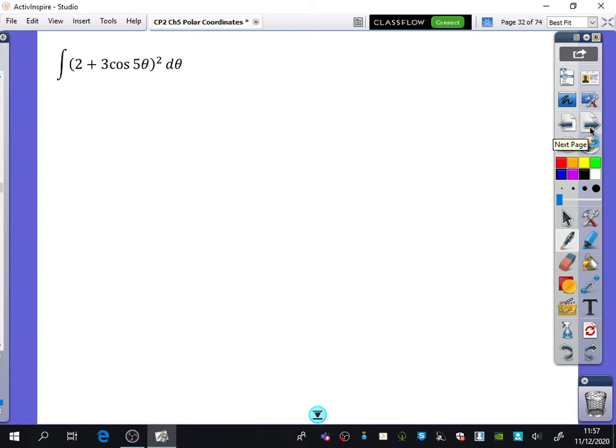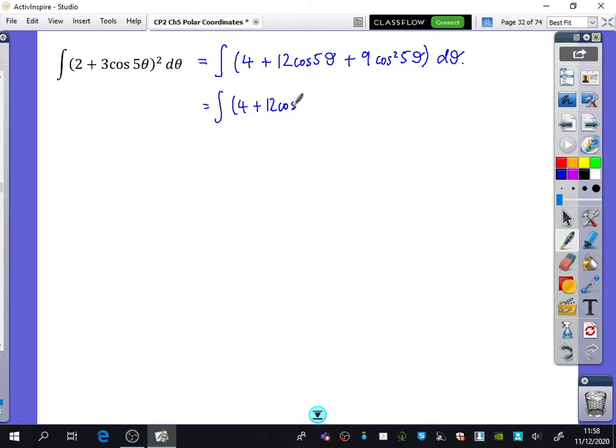So it's basically the same thing, really, isn't it? I'm just going to start working through this one myself, and you guys can see if you get the same thing. So I'm going to have 4 plus 12 cos 5 theta plus 9 cos squared 5 theta d theta. 4 plus 12 cos 5 theta plus 9 times a half plus a half cos 10 theta.